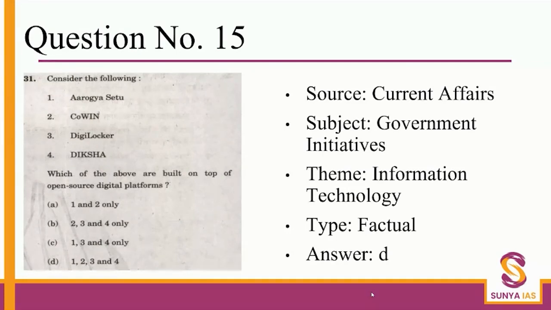Consider the following. There are four things mentioned, which are Arogya Setu, Cowin, DigiLocker, and Diksha. Which of the above are built on top of open source digital platforms? Now, the subject is government initiative and the theme is information technology. So, in government initiatives, people keep discussing that the government has started initiatives like Digital India and Ayushman Bharat, Digital Health Mission, this, that. And you will all remember the schemes, you will try to remember the features, but you will miss out on the how it is being done portion, right?